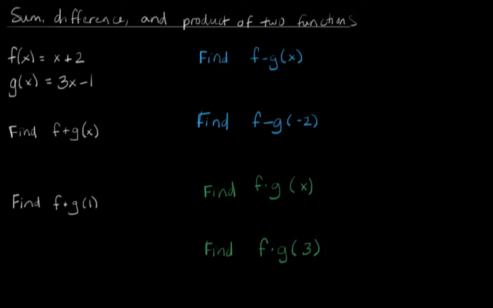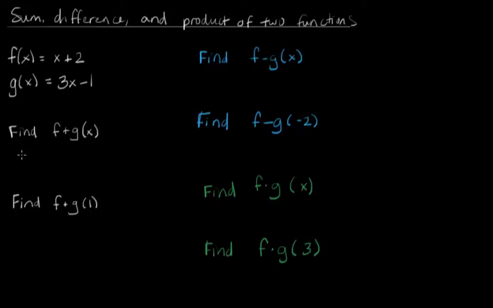In this video, I want to talk about how to find the sum and difference and product of two functions. So we start with two functions, f of x, which is equal to x plus 2, and g of x, which is equal to 3x minus 1. And it says to find f plus g of x, and f plus g of 1, and then f minus g of x, and f minus g of negative 2, and f times g of x, and f times g of 3. So taking the sum, difference, and product of two functions is exactly what you would think it would be. We're just adding, subtracting, or multiplying them together.